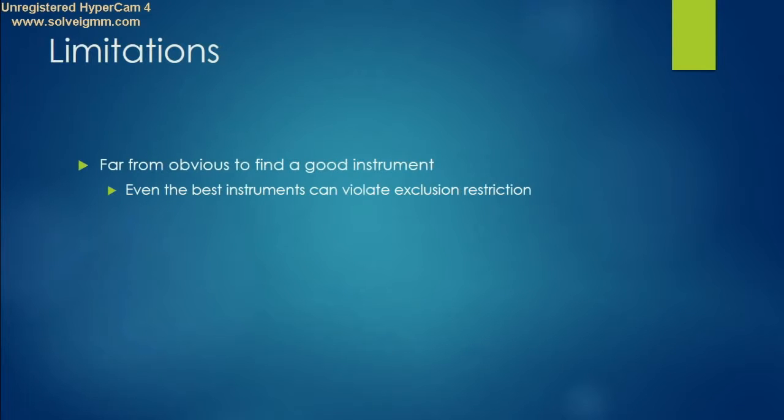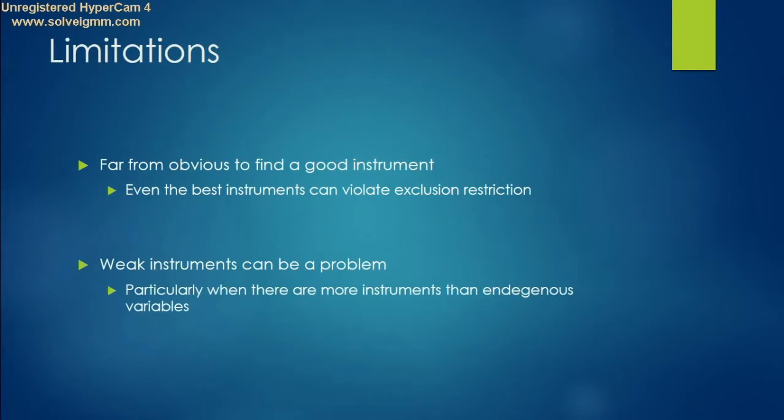To conclude this presentation, I am going to summarize the main limitations of the IV technique. The first problem that we should be aware of is that it is far from obvious to find a good and valid instrument, since even the best ones are sometimes found to violate the exclusion restriction. Subsequently, we need to take into account the possibility of weak instruments, which can be a problem, particularly when there are more instruments than problematic regressors, which we have not seen in these presentations since we limited ourselves to the basic case with one endogenous variable and one instrument.